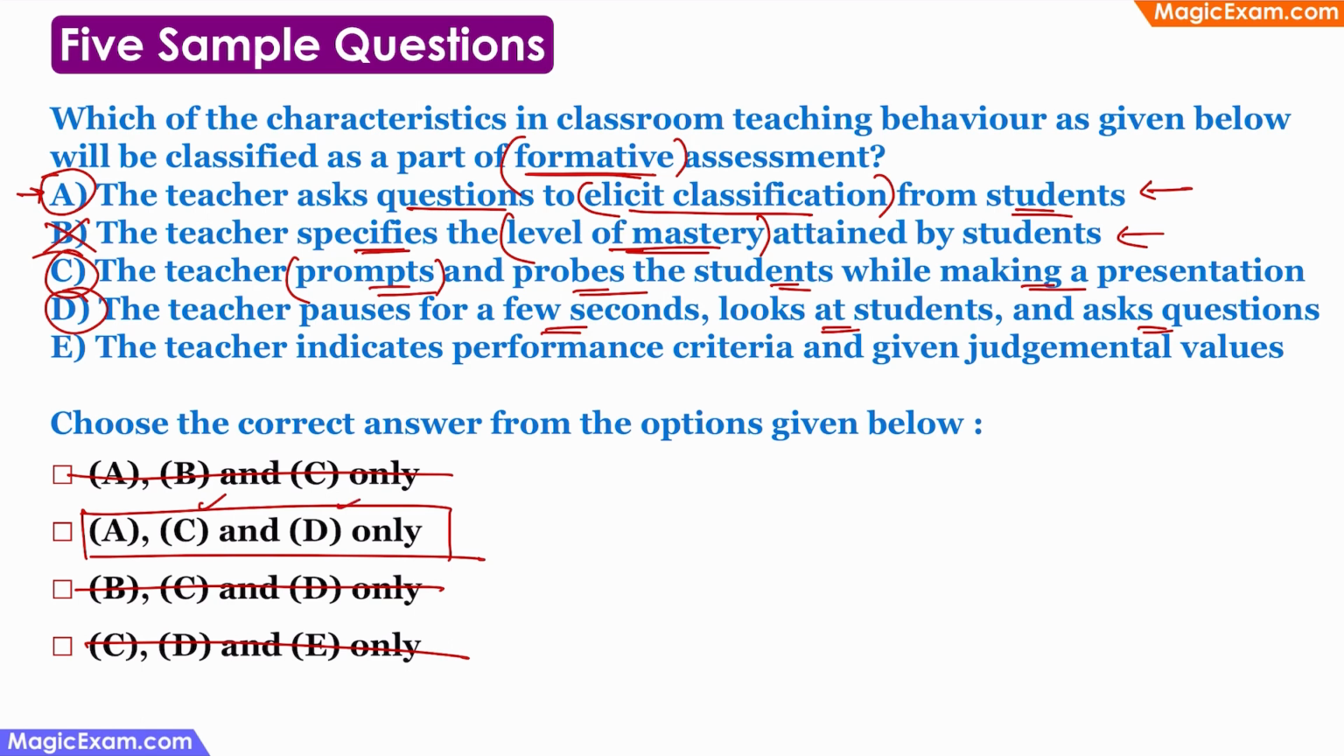Next, the teacher indicates performance criteria and gives judgmental values. Now, as we said, in a summative assessment, you are using some performance criteria such as 50% is pass or 60% is pass, and you are giving some judgment saying that you are pass, you are fail. So this is definitely not formative assessment. This is summative assessment. Therefore, E should not be there in the answer. There is no E here. Therefore, A, C, D only is the correct answer.